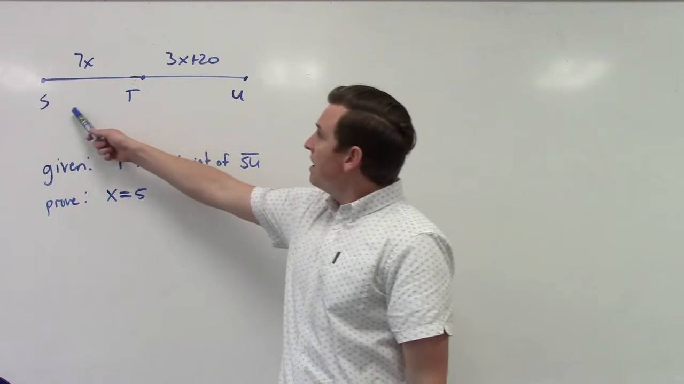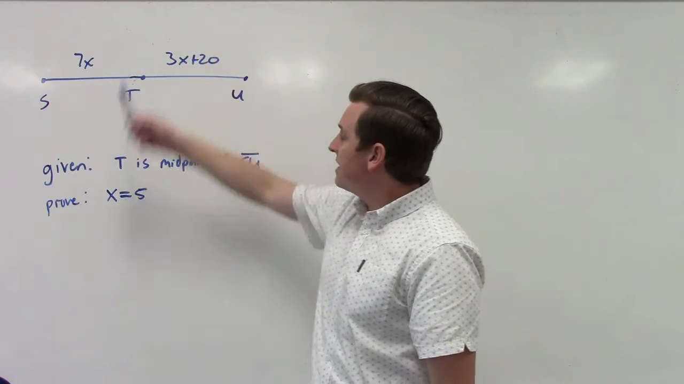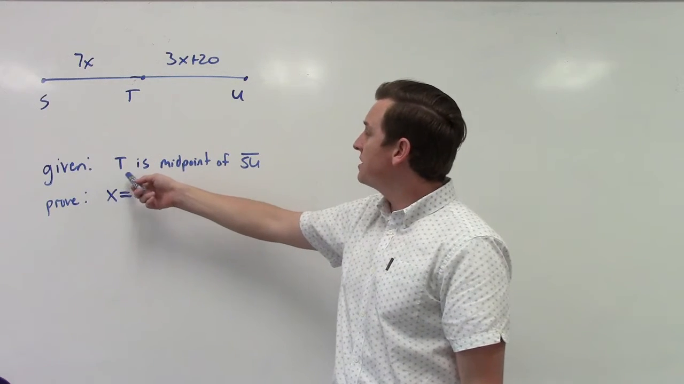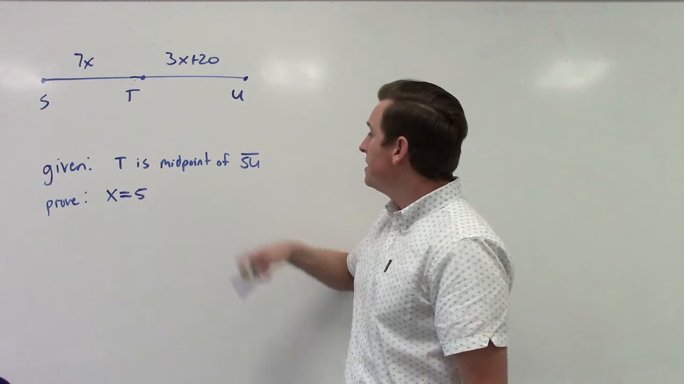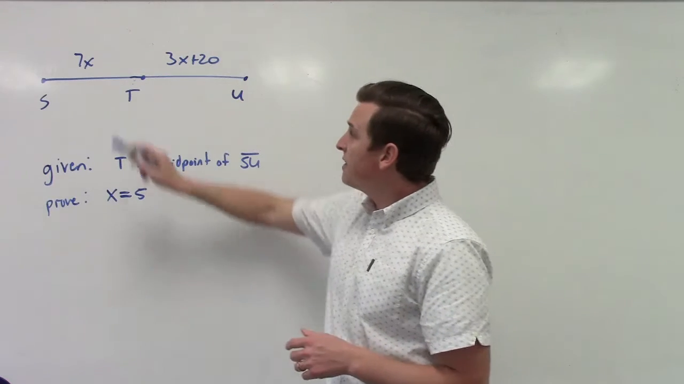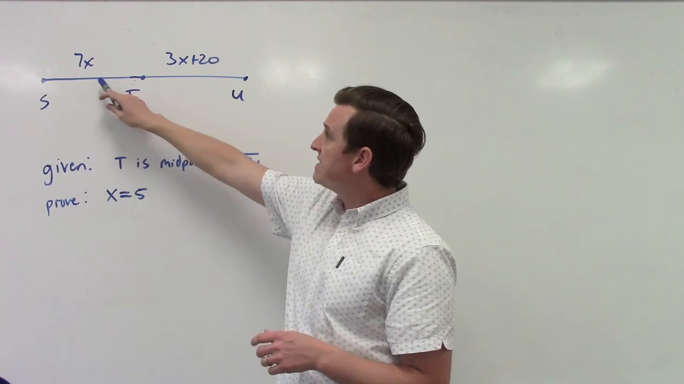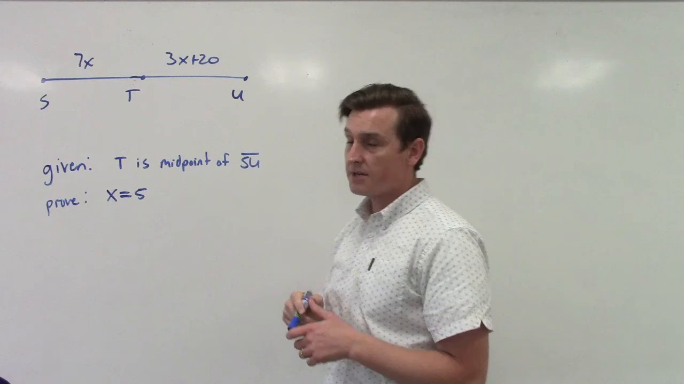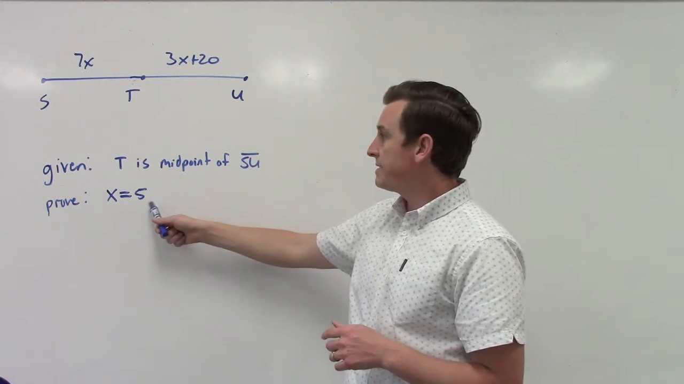So this is our diagram that we're given, and our information is that we know that T is the midpoint of SU. That's not the only given information we have. We also know that the measure of ST is 7x and the measure of TU is 3x plus 20. And we want to prove this.